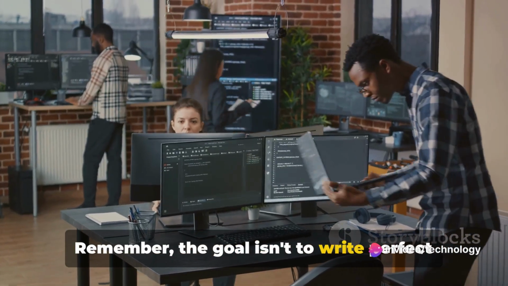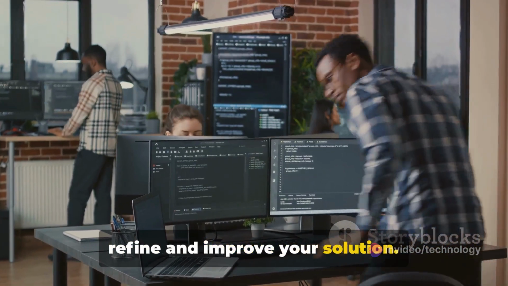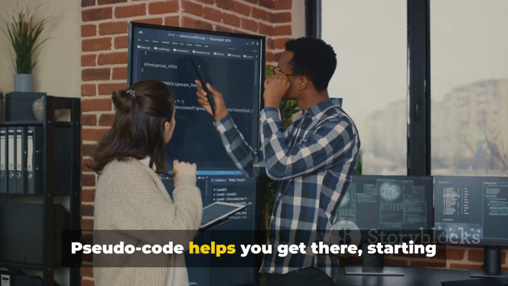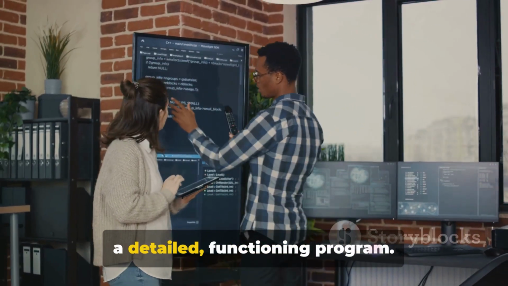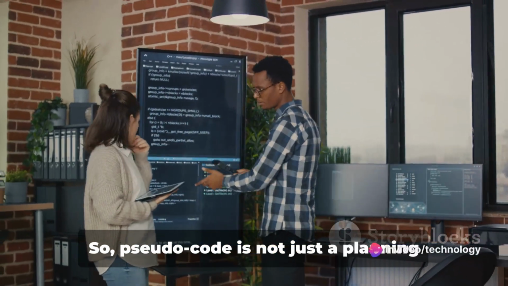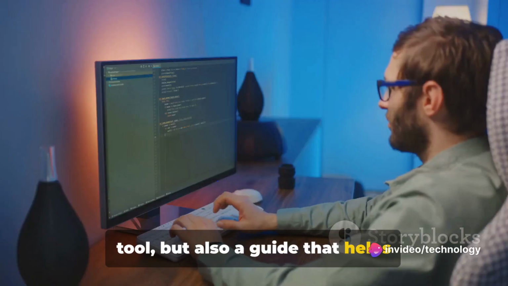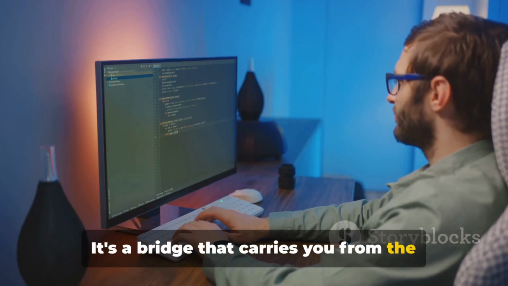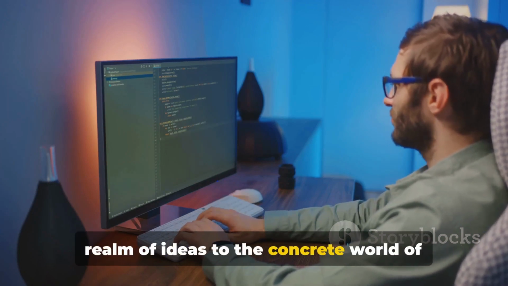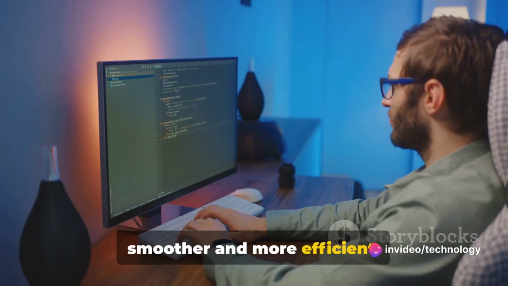Remember, the goal isn't to write perfect code on the first try, but to gradually refine and improve your solution. Pseudocode helps you get there, starting with a high-level overview and ending with a detailed, functioning program. So, pseudocode is not just a planning tool, but also a guide that helps developers write better code. It's a bridge that carries you from the realm of ideas to the concrete world of programming, making the coding process smoother and more efficient.